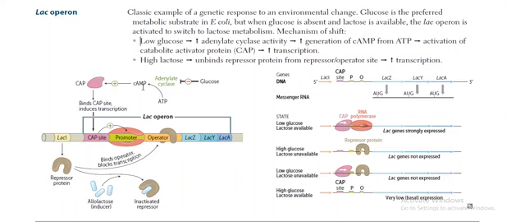cAMP indicates that there is a shortage of energy, and cAMP, by combining with CAP in the presence of lactose, binds to the CAP site and enhances the gene expression of the lac operon in order to utilize the lactose available in the environment.